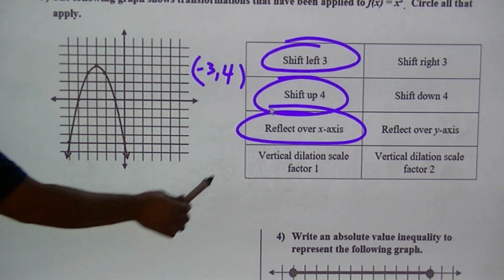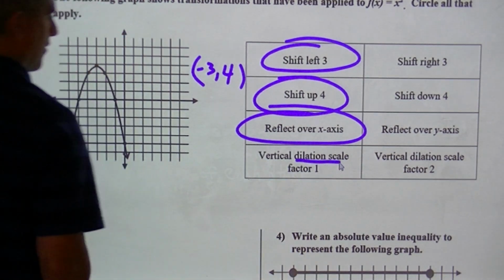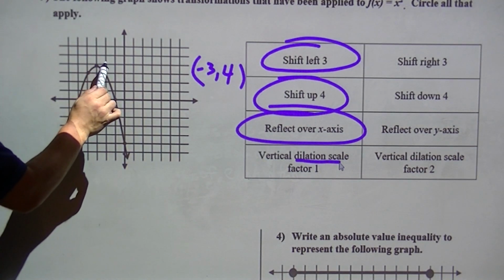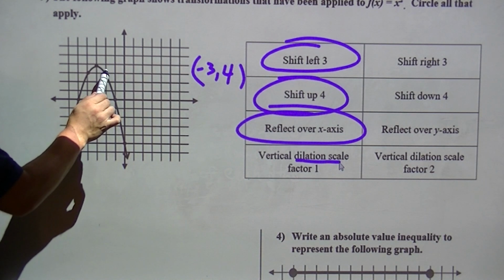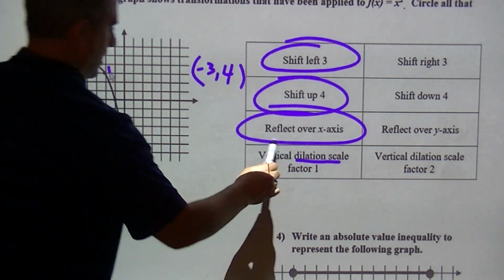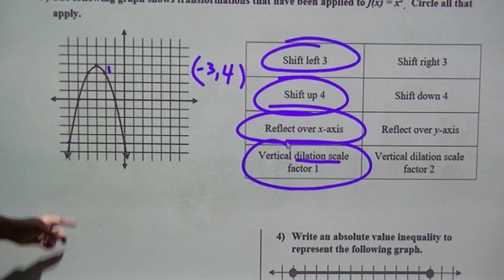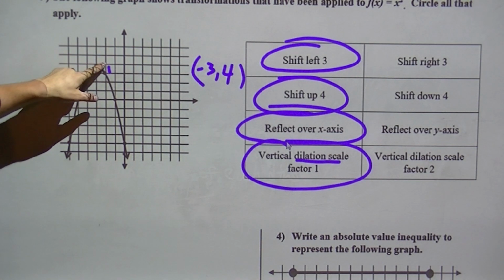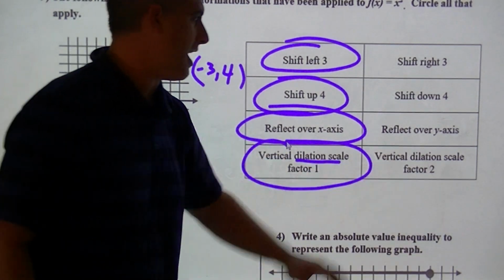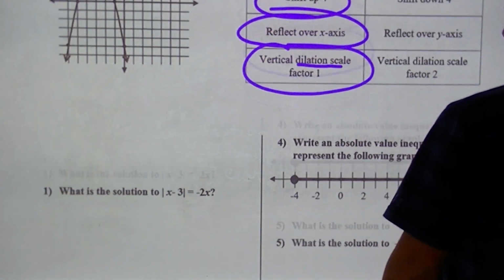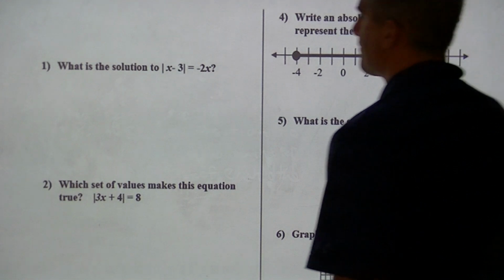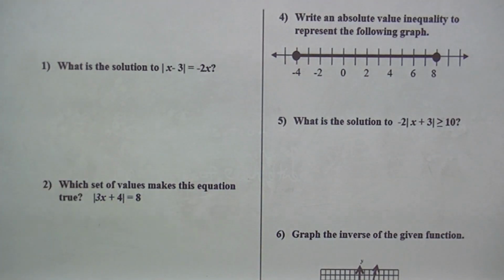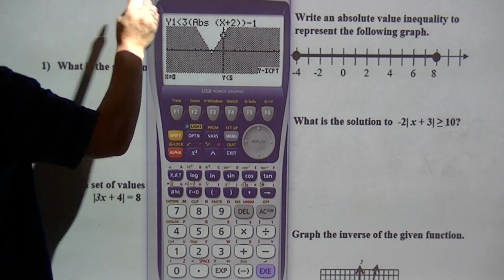Now the dilation. What I get that from is when I go 1 right, it only takes 1 down to get there. So that's why this is a dilation factor of 1. So this is 1 right, 1 down, so that's 1. If I would have been 1 right, 2 down, then I would have selected that. Okay? All right, the solutions here, what is the solution for that?